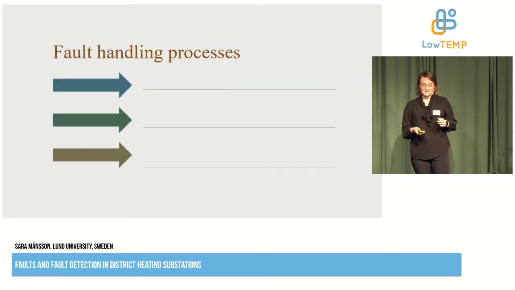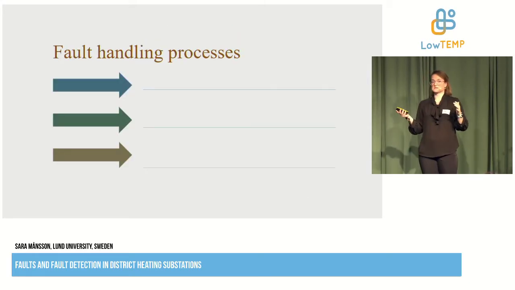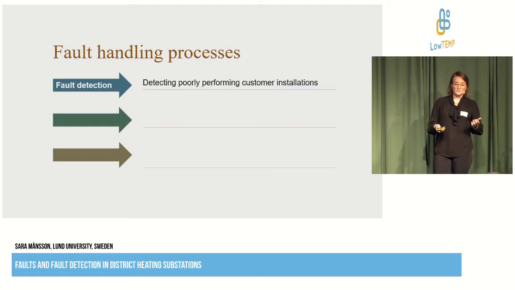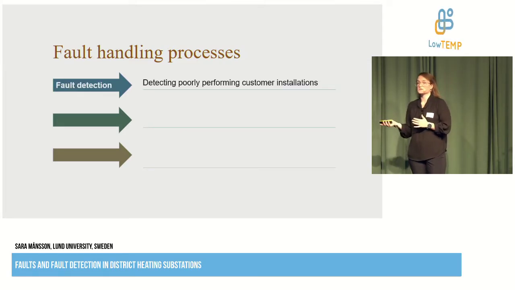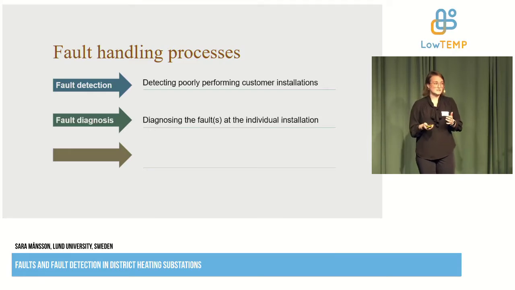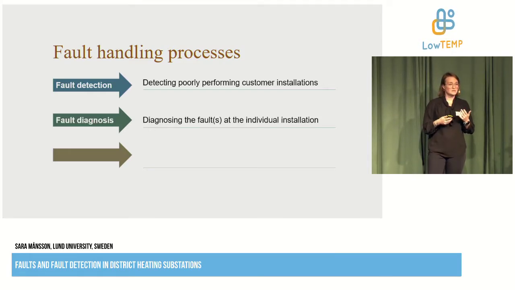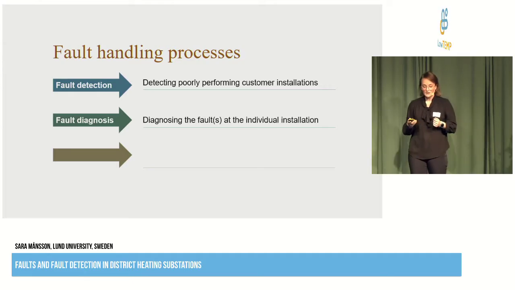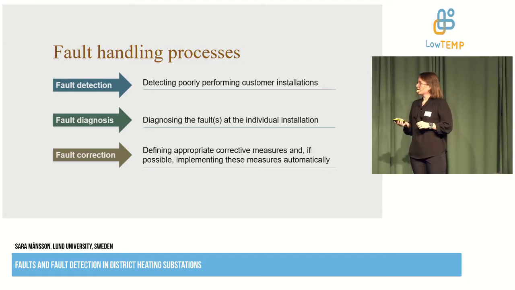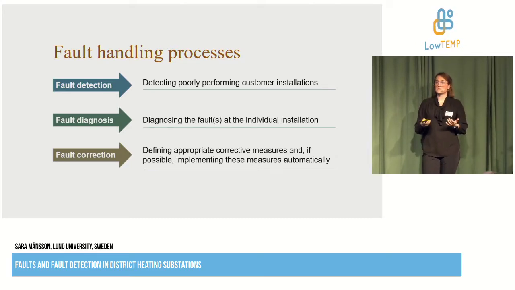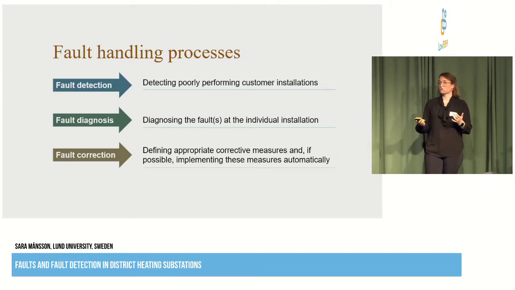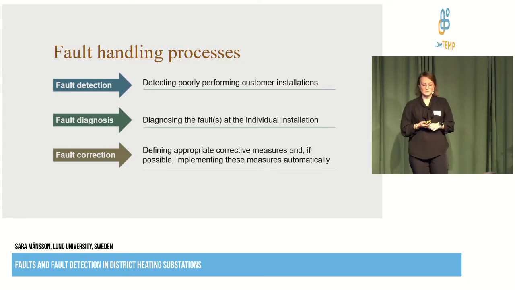And when looking at these fault handling processes, you can think of this as a process in three different steps. The first one being fault detection, and this is where you detect the poorly performing customer installations. The second one is fault diagnosis, and this is where you actually identify what is wrong in a substation or an installation. And then we have fault correction. And here you can define appropriate corrective measures, and if possible, you can also implement these measures automatically. This could, for example, be some sort of algorithm or something similar.